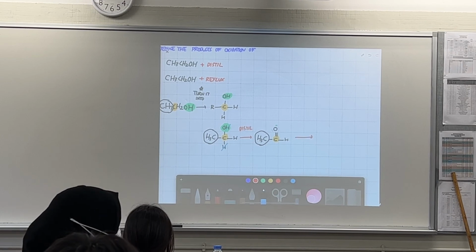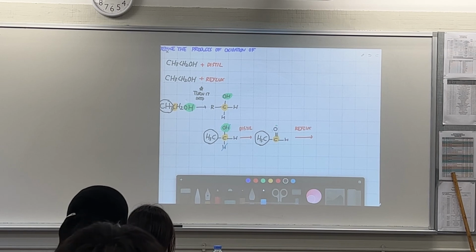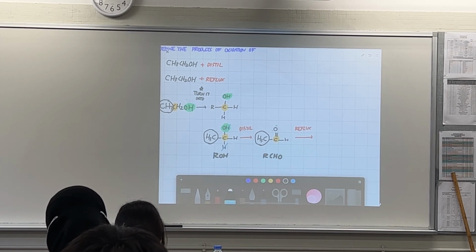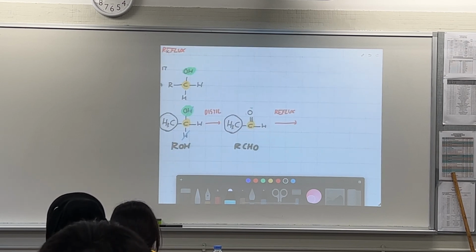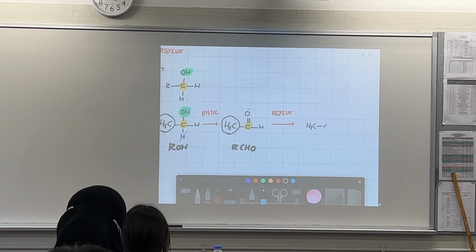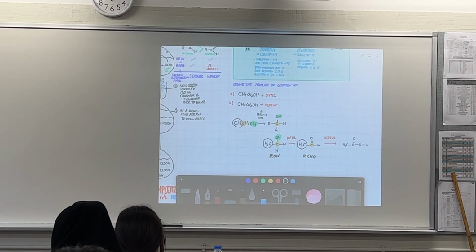And the second one, remember what will happen if I reflux it further to convert that into carboxylic acid? What do I need to do? Add an extra oxygen between the C and H, right? So we will have this product, CH3COOH. Do you see how we do this prediction? We'll pick up from here next time.